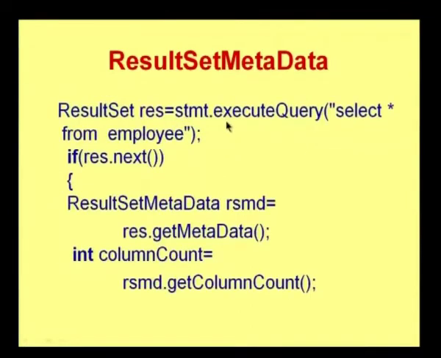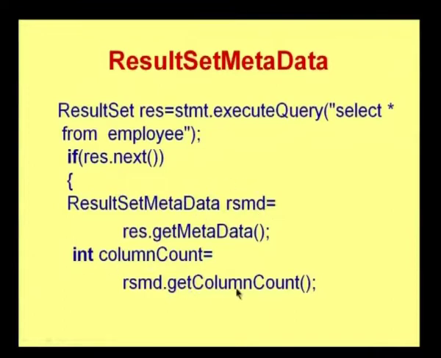Here you can see I am executing a query. In this query, all the employees will be moved on to RES, that is your result set. Here I have a ResultSetMetaData object, through getMetaData. Now my RSMD will hold the information regarding the table, because I have used only one single table, and I have selected all the rows and columns of the table. So the entire data regarding the table will be fetched to this particular RSMD.